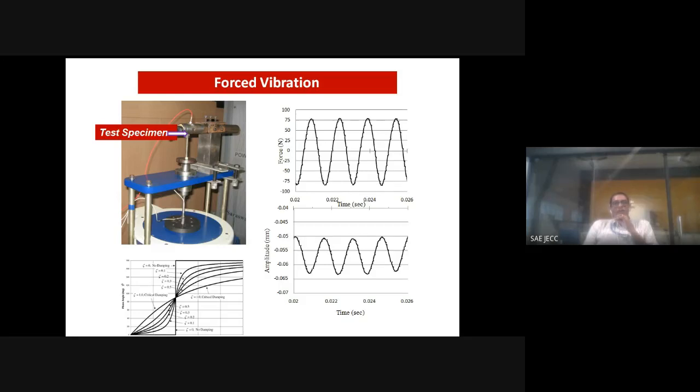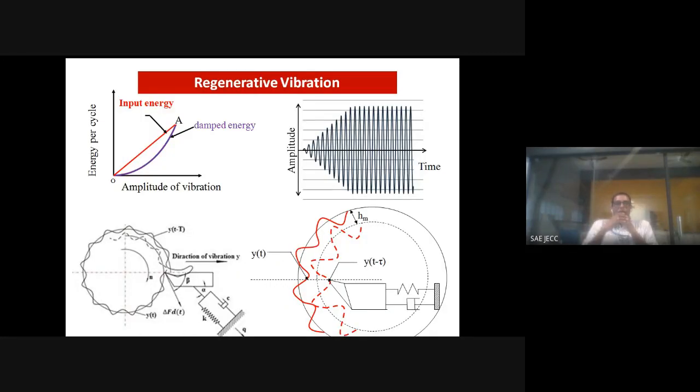And one more thing, you may not be familiar in the undergraduate program, that is called regenerative vibration. What is regenerative vibration? We are giving energy into the system. Once you apply force continuously to a system, this is the input part. And the system will be damping energy, or it will be dissipating energy, that is the other side. So what will normally happen? If both are equal, there will be no resonance, the amplitude will be uniform.